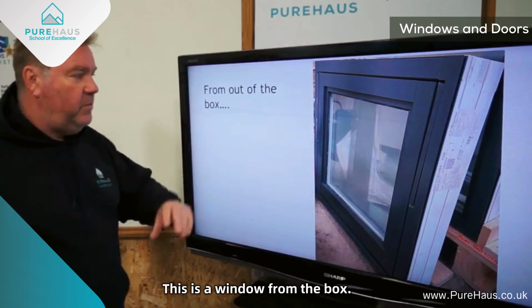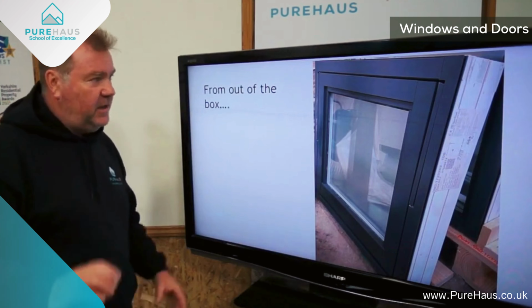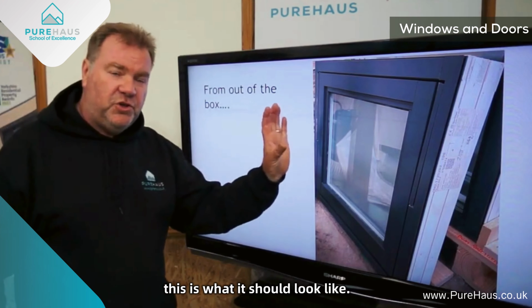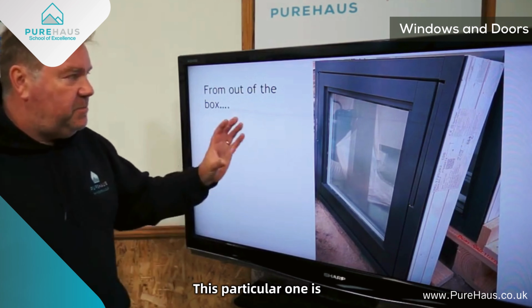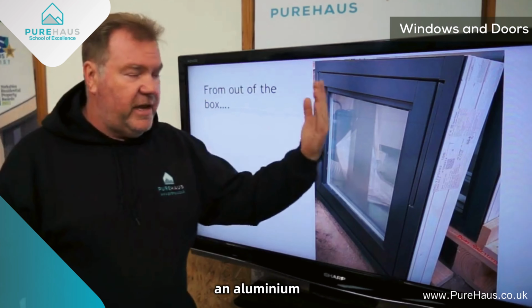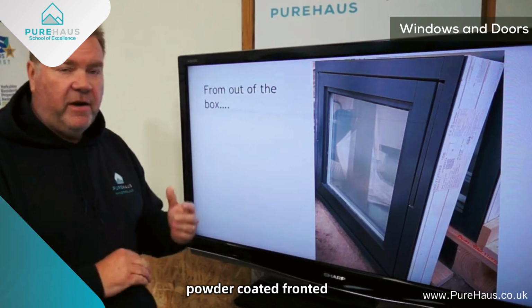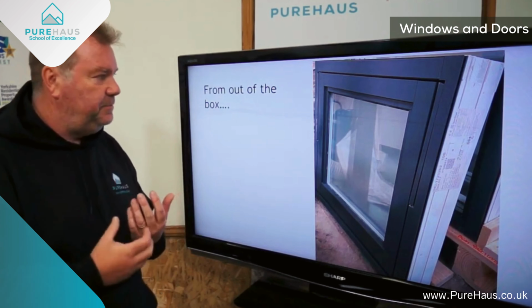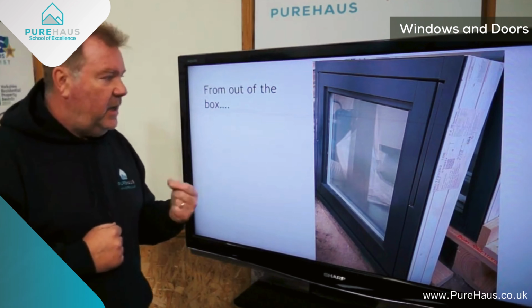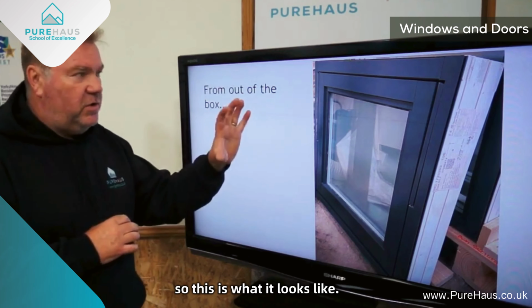It's a window from the box. When you get your window delivered, this is what it should look like. There are variances; there's many different makes out there. This particular one is an aluminium powder coated fronted timber frame window. The casement itself is timber. It's triple glazed. So this is what it looks like.